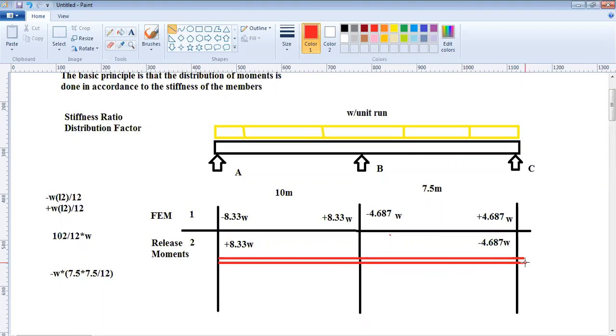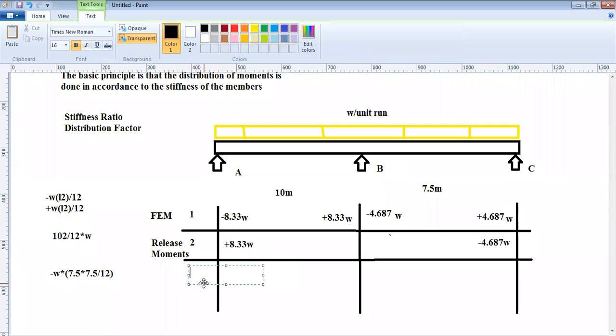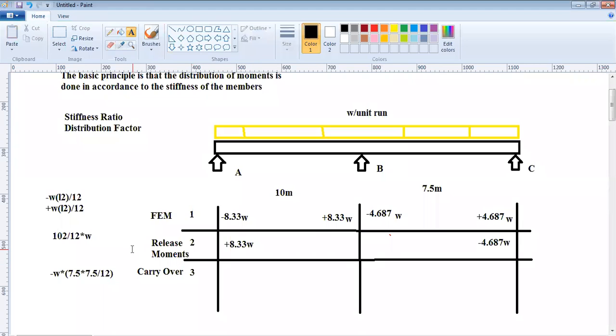Now, what do I do in the third step? What's to be done in the third step? In the third step, can you recall what we did last time? Any one of you? We carried over the moments. There was a carryover of moments. I discussed this last time around.